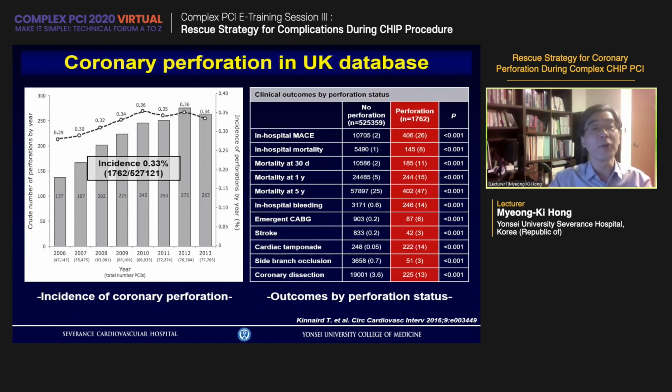When coronary artery perforation occurs, the clinical course is really, really worse. In-hospital MACE is 26%, in-hospital mortality is 8%, and cardiac tamponade, side branch occlusion, and emergency bypass surgery are 60%. The clinical outcome is really worse.